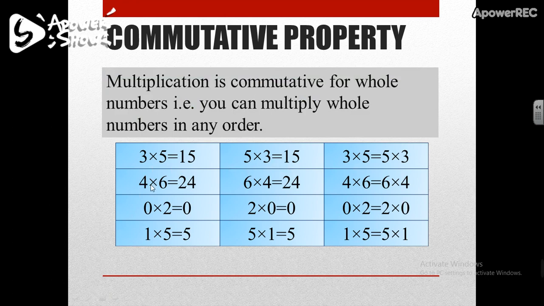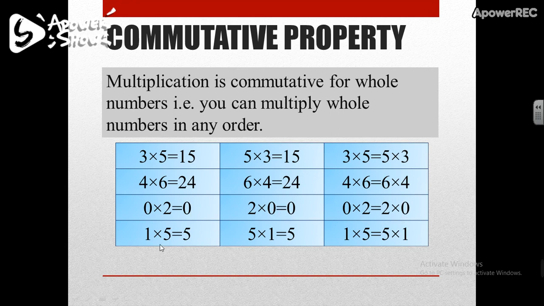In the second one, I am multiplying 4 and 6. So 4 multiplied by 6 equals 24, and 6 multiplied by 4 is also equal to 24. That means 4 multiplied by 6 is equal to 6 multiplied by 4. Now let's check with whole number 0. So 0 multiplied by 2 is 0, and 2 multiplied by 0 is also 0. That means 0 multiplied by 2 equals 2 multiplied by 0.